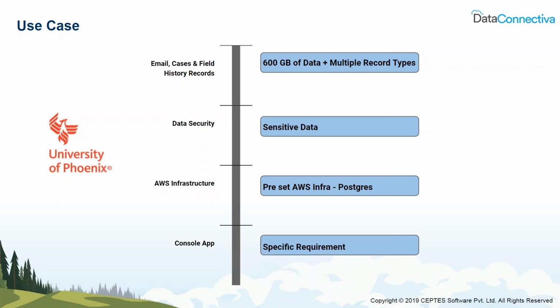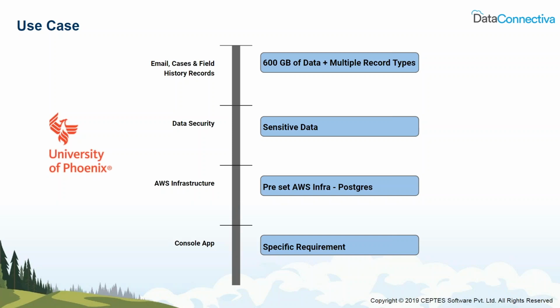The business problems that they were facing were, they have 600 GB of archivable data, including old cases and email. Apart from this, they also had a big chunk of field history data, which they wanted to archive. They were dealing with highly sensitive data, so security was a concern for them. They were looking for a solution which can take care of archive data security. They already had a complete infrastructure of AWS Postgres set up, which they wanted to leverage for archiving needs. Also, they had a specific requirement that they wanted to see all the archived records using a console app.